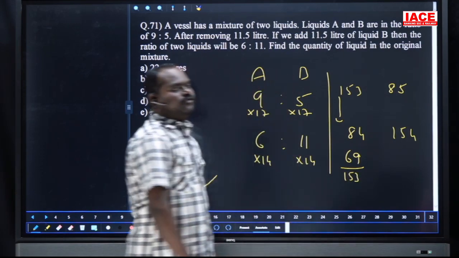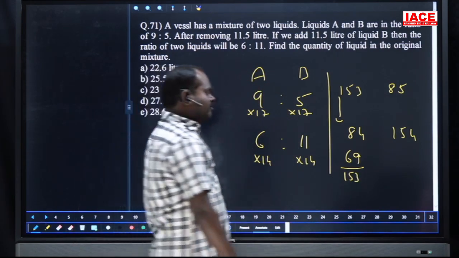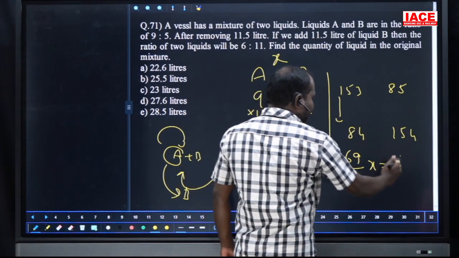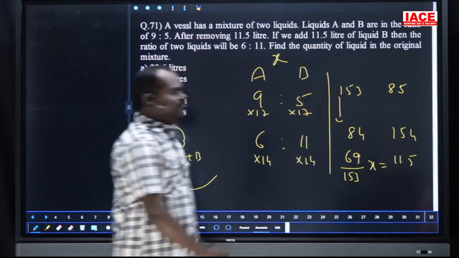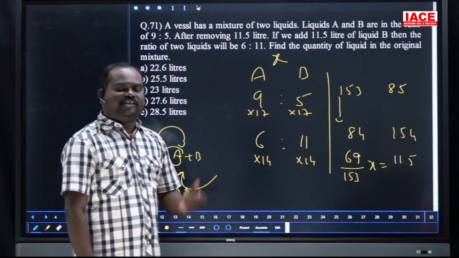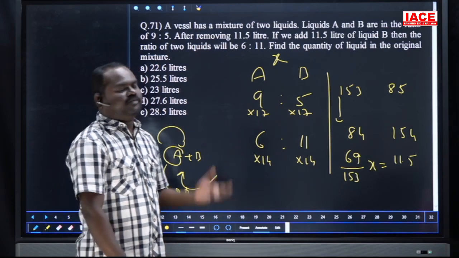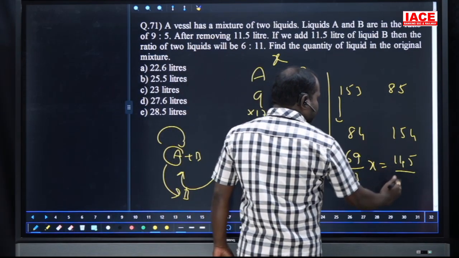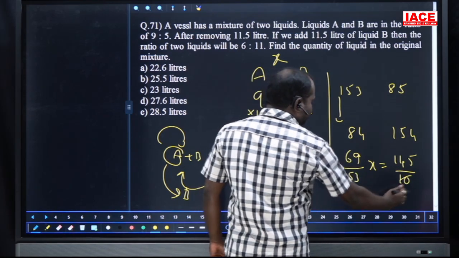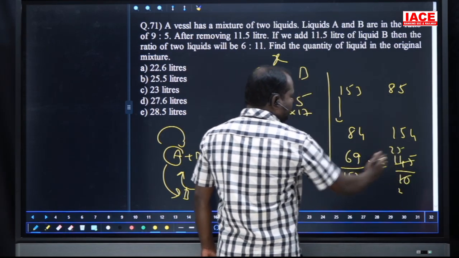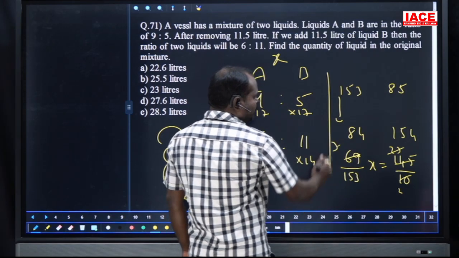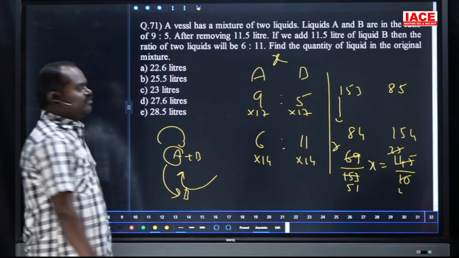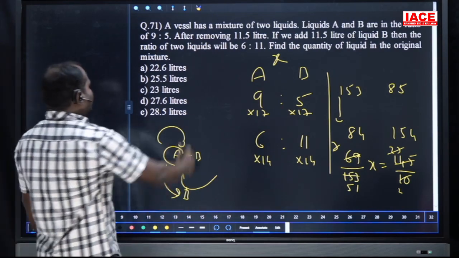The part removed is 69 out of 153. If you take the total quantity as x, then 69 by 153 times x is equal to 11.5. The mixture removed is 69 parts out of 153 in the total quantity. If you remove the decimal and simplify, we get 51 by 2, which is nothing but 25.5. Option B.